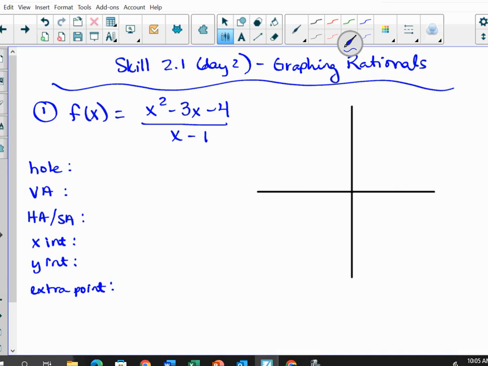Good question. You will have either a horizontal or a slant because it can't be both, like top heavy and bottom heavy. So you only have one of those. Good question.